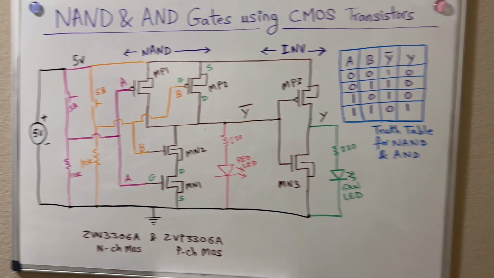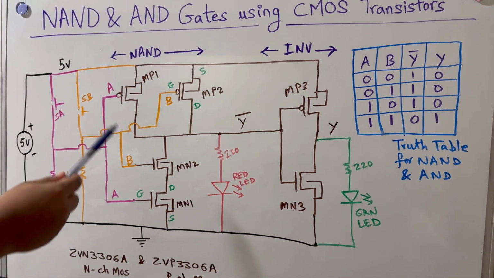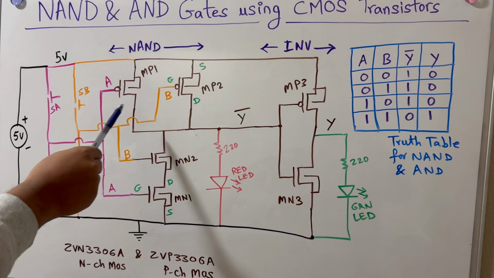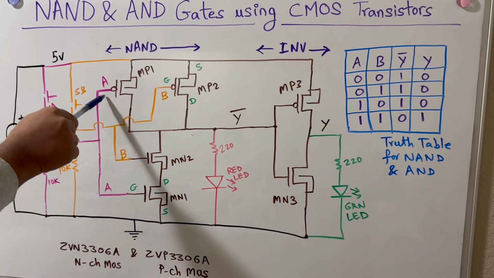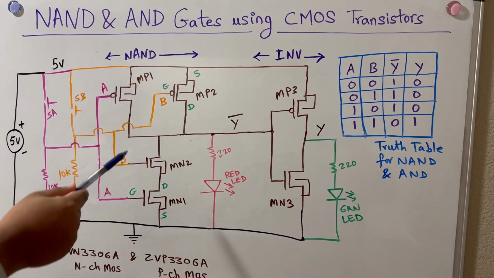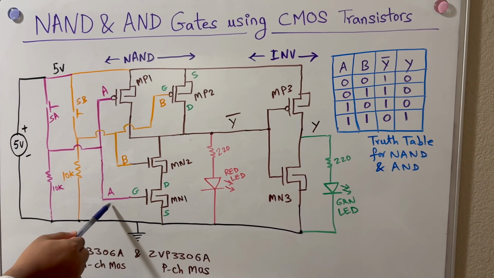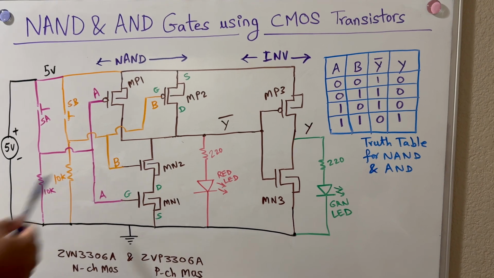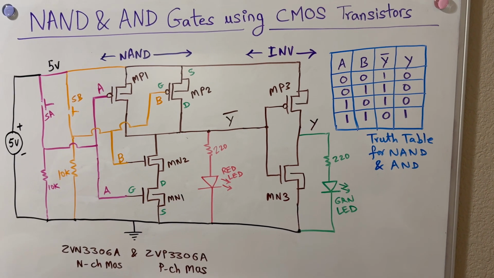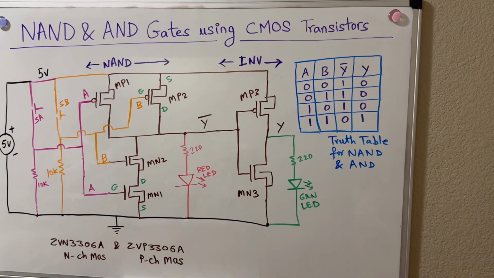So the NAND gate is 4 transistors, 2 PMOS and then 2 NMOS. The PMOS are in parallel with each other. One of them gets the A input, and then one of them gets the B input at their gates. And then the NMOS transistors are in series. One of them gets an A input and another gets the B input also at their gates. And then we're using a red LED just to show the output of the NAND gate.